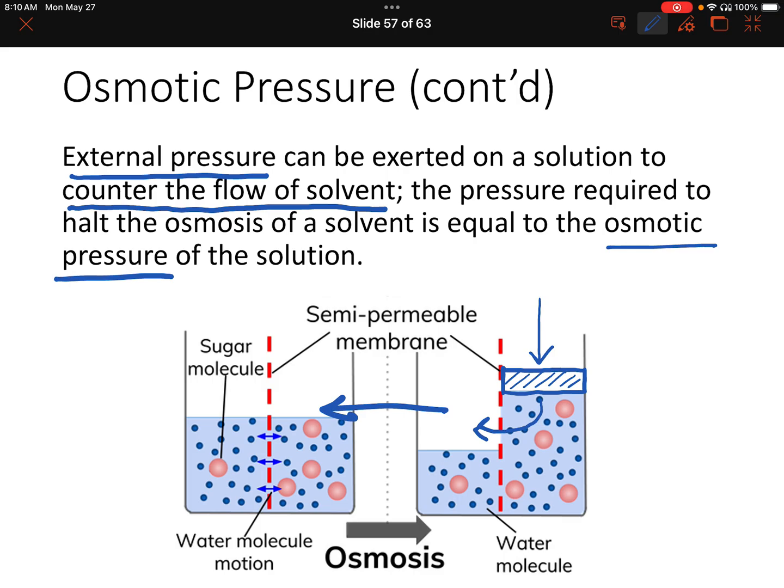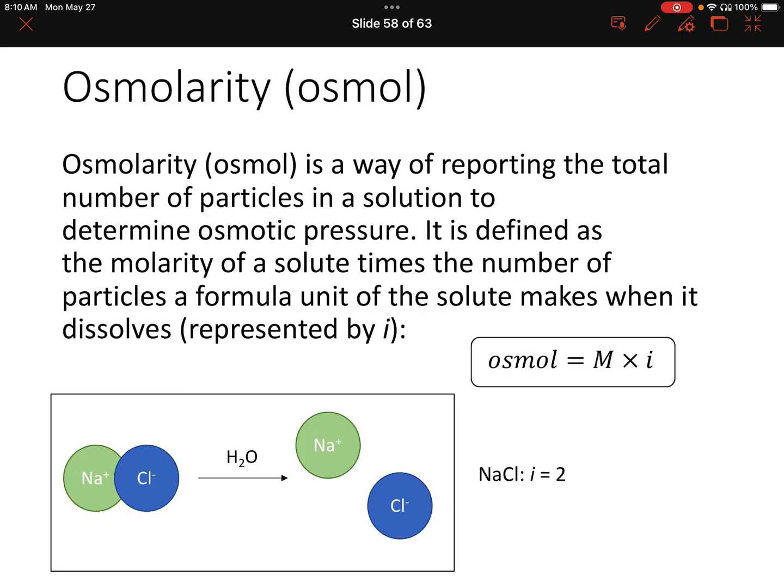Let's go to our actual term for this, osmolarity, or we could abbreviate that as osmol. This is a way of reporting the total number of particles in a solution so that we can determine the osmotic pressure of a solution. Osmolarity is just equal to the concentration of the solution, so moles per liter, times this expression i. Now i is the number of particles a formula unit of the solute makes when it dissolves.